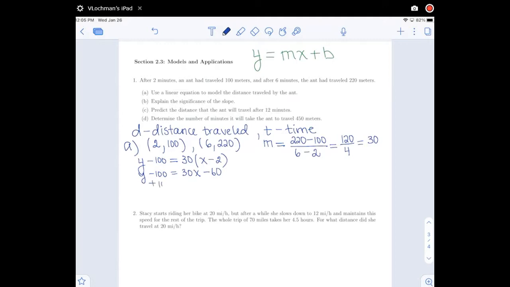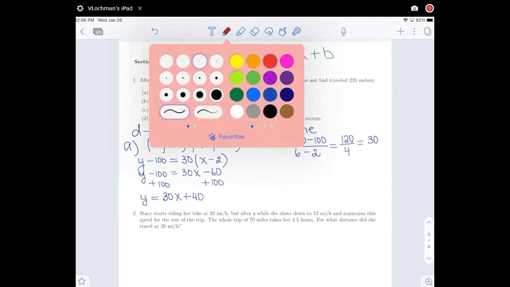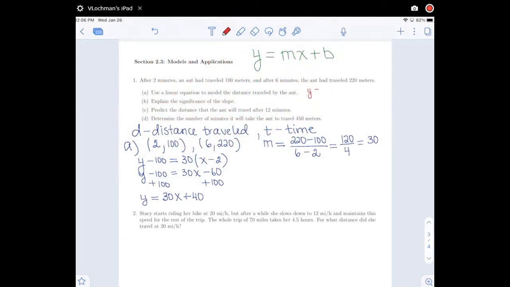Now I'm going to add 100 to each side. So I end up with y is equal to 30x plus 40. Okay, that's my equation. Let me go ahead and write it here, that's the answer. y is equal to 30x plus 40. You can also check and plug in those ordered pairs to see if we get the correct answer. If it matches the equation, you'll see that it's going to work. All right, so that part is done.